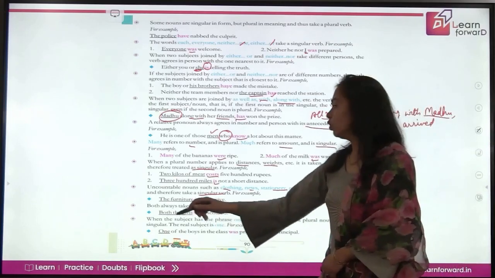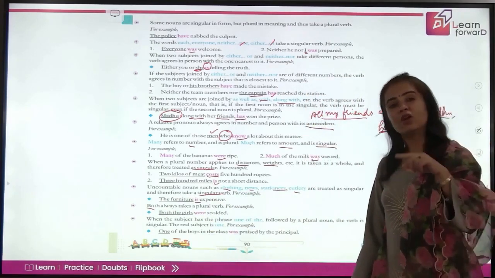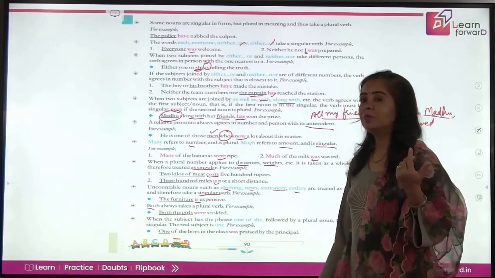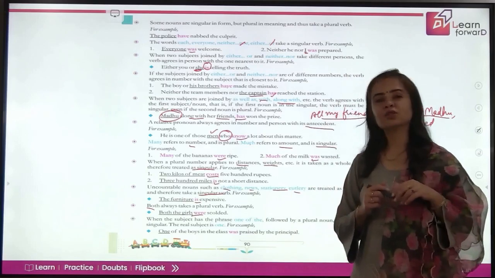Next, when you talk about both, it always takes a plural verb because we are talking about both. That means it becomes a plural subject. So both the girls were scolded.